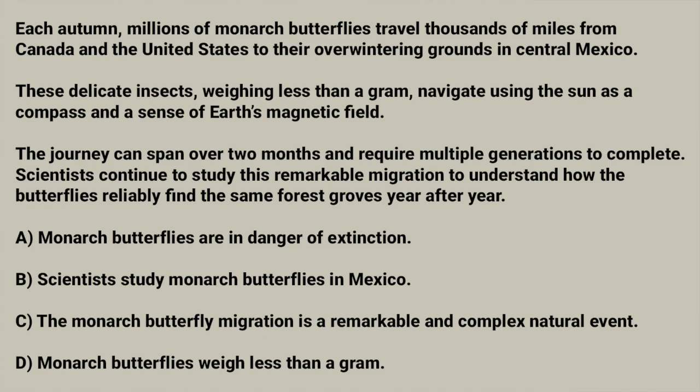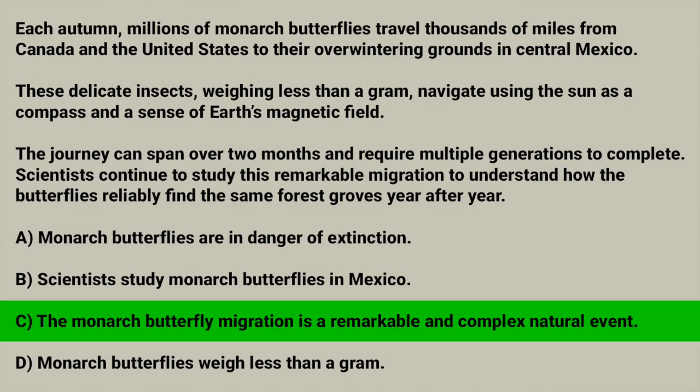The question is, what is the main idea of this passage? The answer choices are A. Monarch butterflies are in danger of extinction. B. Scientists study monarch butterflies in Mexico. C. The monarch butterfly migration is a remarkable and complex natural event. Or D. Monarch butterflies weigh less than a gram. The correct answer is C.